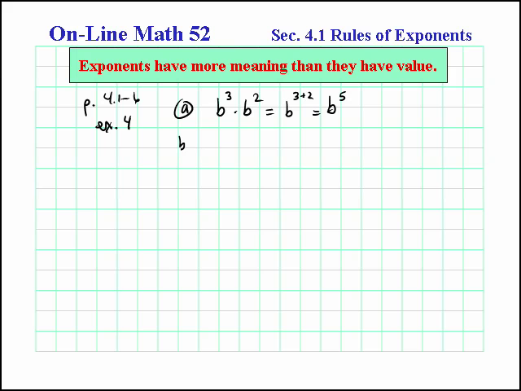Part B says y to the 3rd times y to the 4th. That's y to the 3 plus 4. That's the meaning of the exponents. That's y to the 7th.